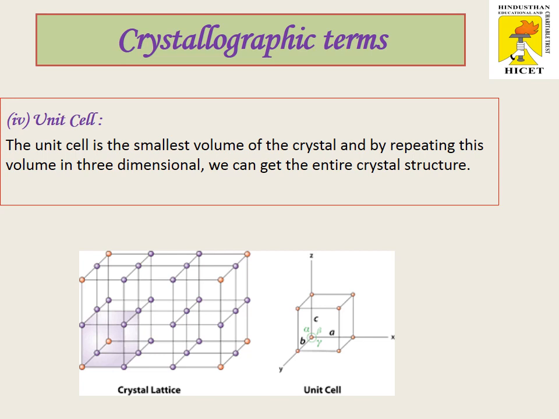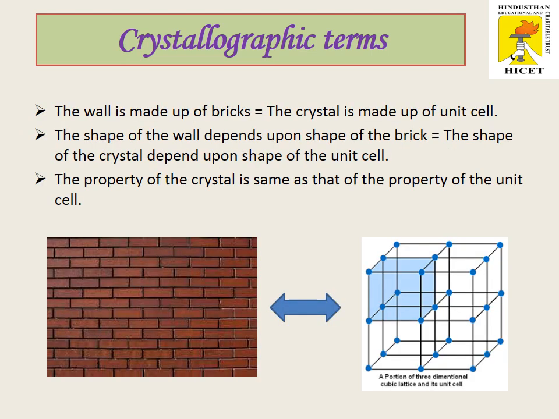Please look at the crystal lattice. In that crystal lattice, there are a number of unit cells. I have specified a separate unit cell in the diagram. So a crystal is made up of many unit cells. I will give some more examples to understand the unit cell.